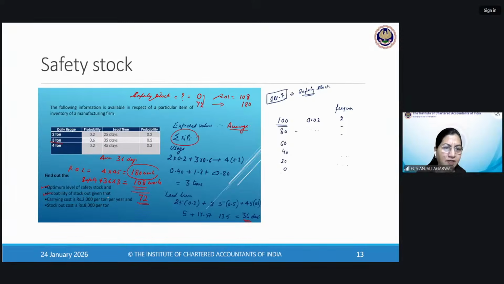Probability of stockout, given that carrying cost is 2000 and stockout cost is 8000, which means if you are stocked out, it's really going to impact your goodwill. You will not be able to supply your product to the customers. So therefore, this situation is generally avoided and it is called stockout cost.